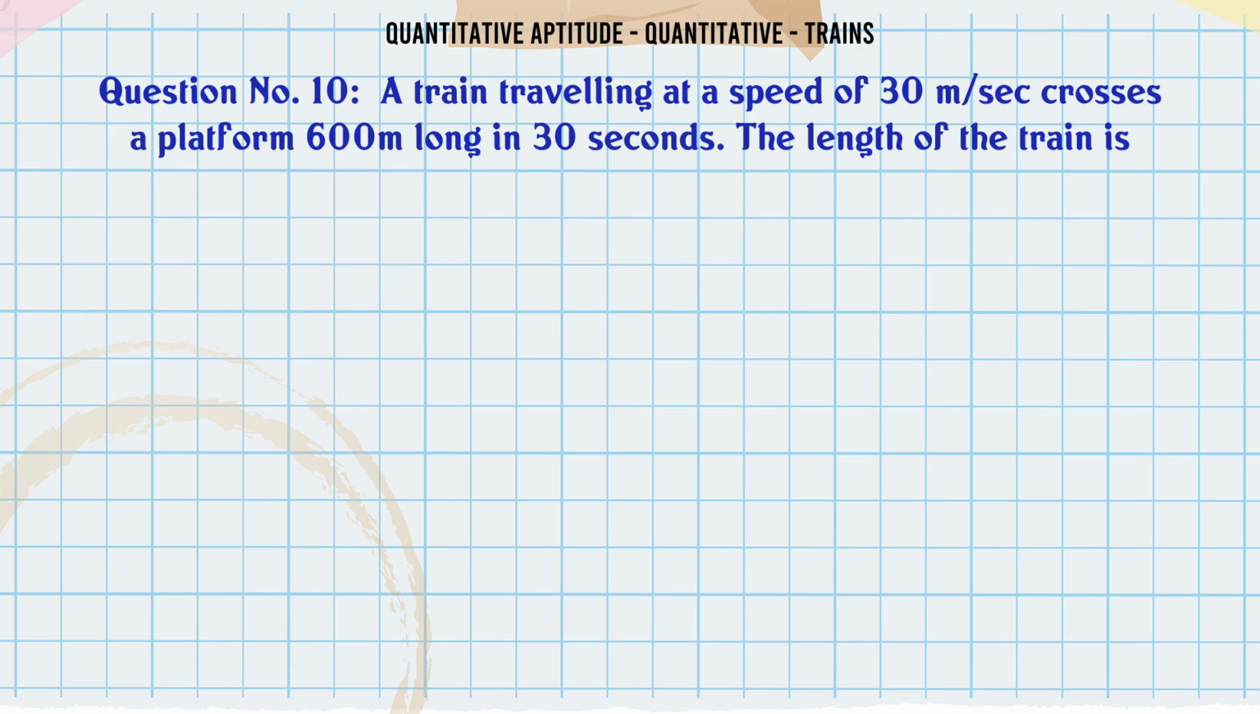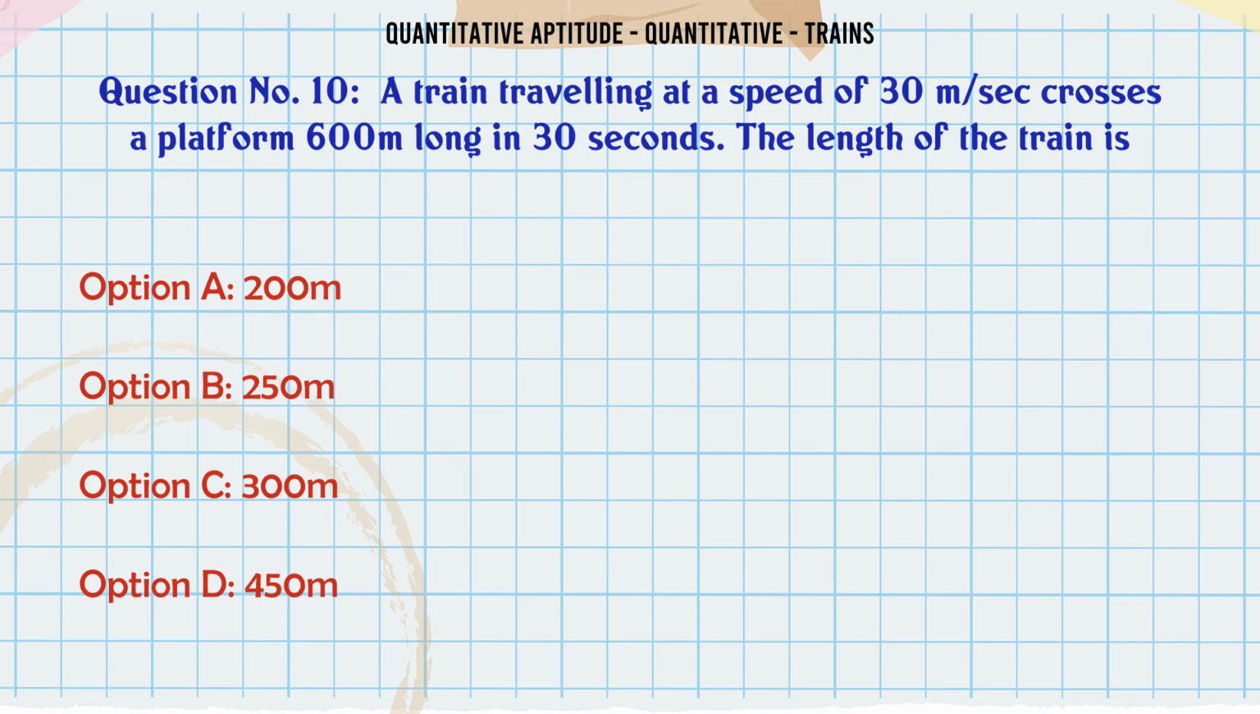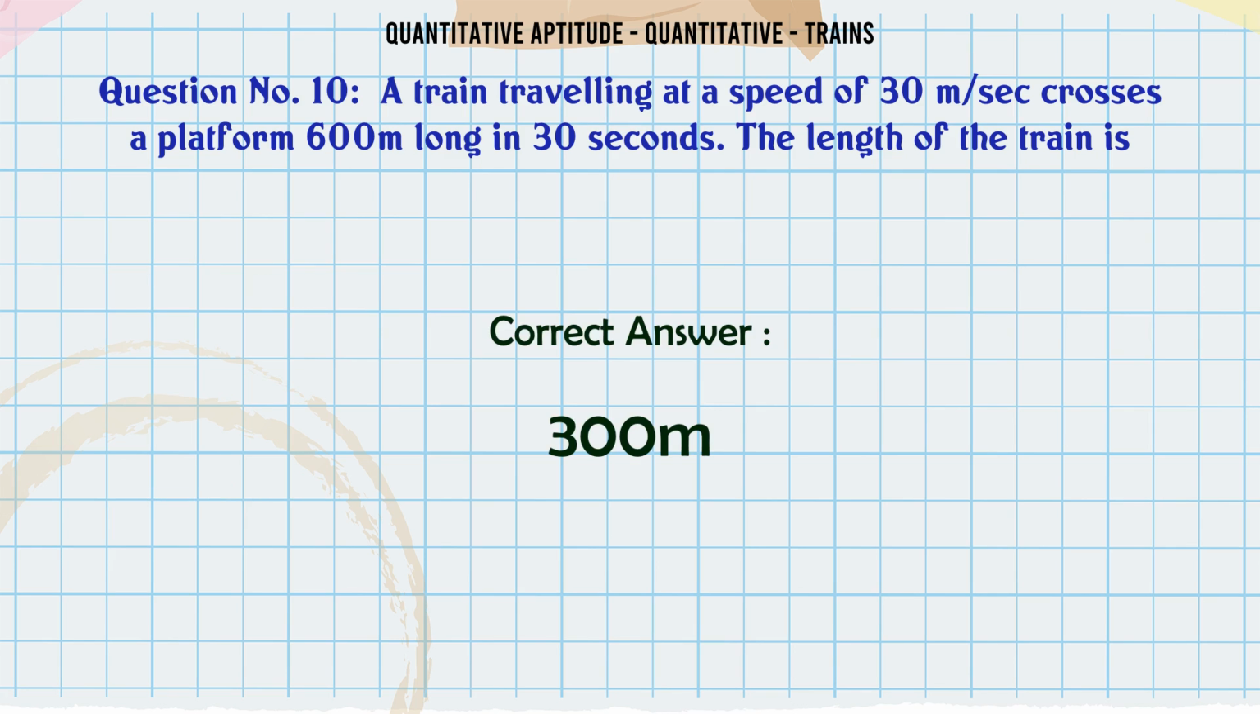A train traveling at a speed of 30 m/s crosses a platform 600 m long in 30 seconds. The length of the train is A 200 m. B 250 m. C 300 m. D 450 m. The correct answer is 300 m.